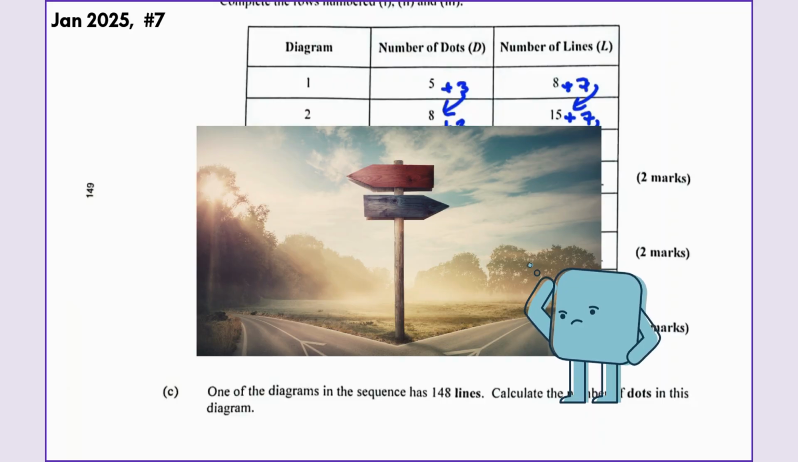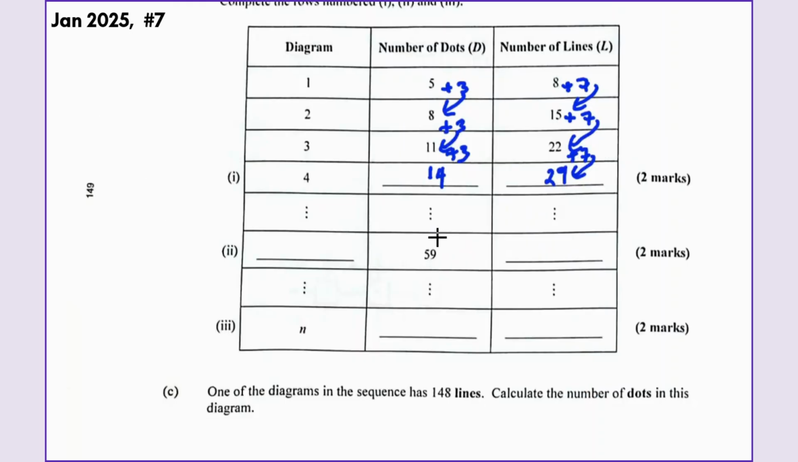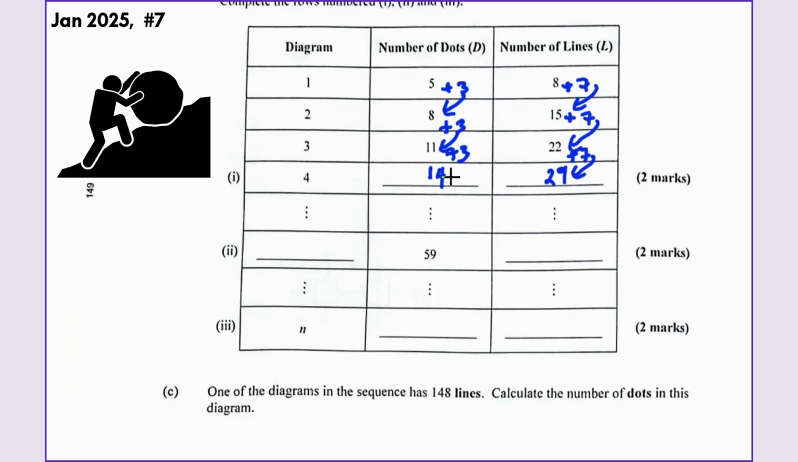So there are two ways of doing this part here. There's an easy way and a difficult way. The difficult way would be, so we know the pattern here, you just simply add 3 for every step. So you can keep adding 3, 14 plus 3, and then just keep adding right down until you get to 59. And then you do the same thing and figure out how many diagrams, numbers, you have to cover to get to 59, and you do the same thing for the number of lines.